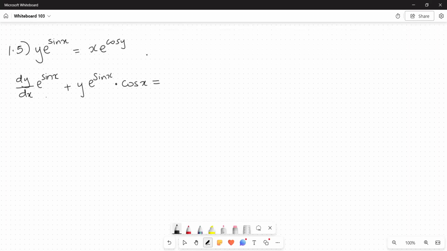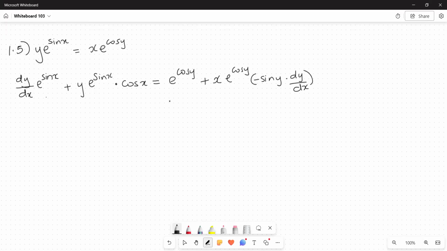Okay, then on the right-hand side, the derivative of x is 1. 1 times e to the power of cos y is just e to the power of cos y. And then we have x must remain the way it is. Then the derivative of e to the power of cos y, which is e to the power of cos y. The derivative of cos y is negative sine y. And the derivative of y is dy/dx.